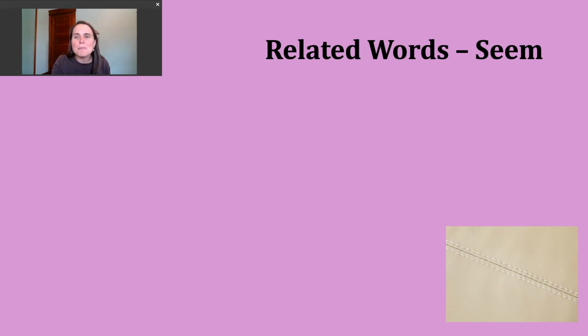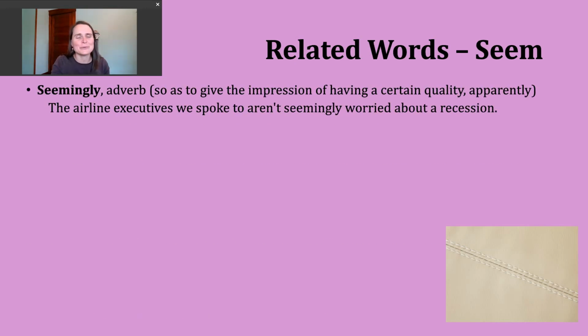Now let's spend just a moment looking at some words related to our verb seem. And the first word I want to point out today is the adverb seemingly. Many times when we use this, we're describing something that's giving an impression of having a certain quality. It might also be used in a way similar to the word apparently. So an example of this might be, the airline executives we spoke to aren't seemingly worried about a recession, right? So here, it's not apparent that they share this concern or this worry.